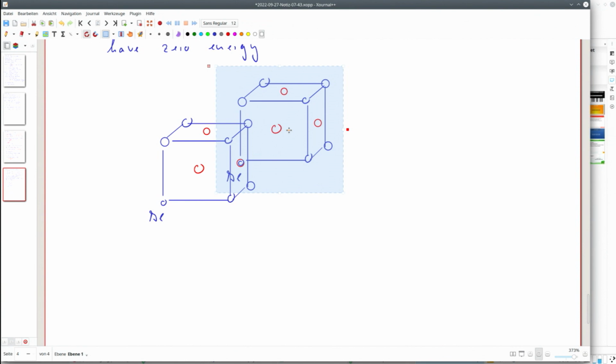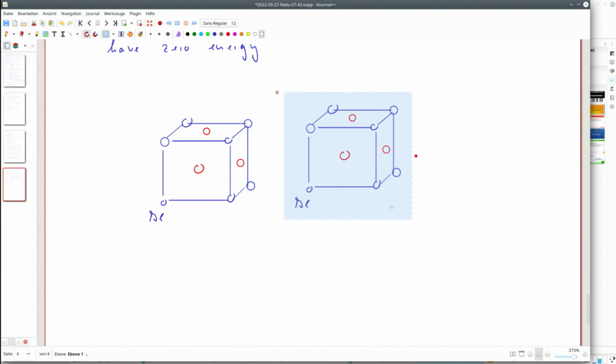So I should perhaps cut it here, otherwise it's misleading. Remove this part here.